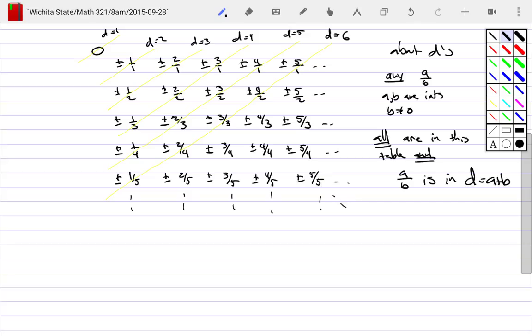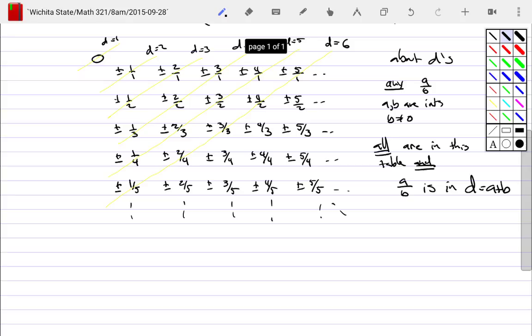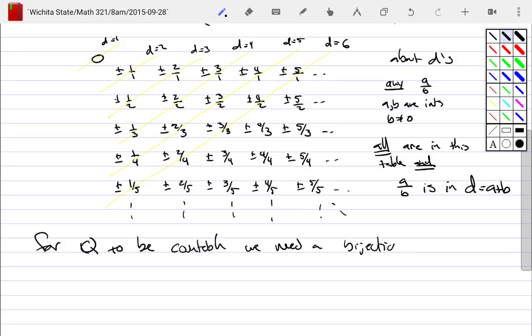Why? Closure property of addition. Int plus int is int. That's it. So therefore, this diagonal will miss no one. So these diagonals are good in terms of counting. And so that will be our process of counting the rationals. So why is it the rationals are countable? Well, I need to form a bijection, right? To have countability, for Q to be countable, we need a bijection from Z plus to Q.